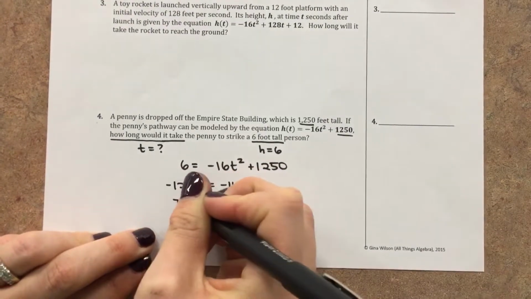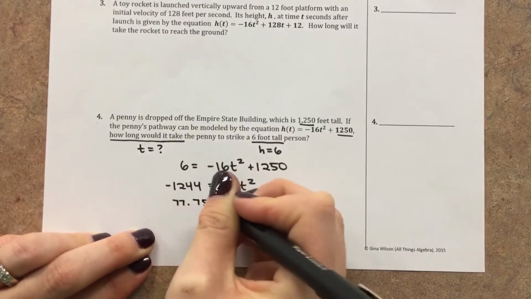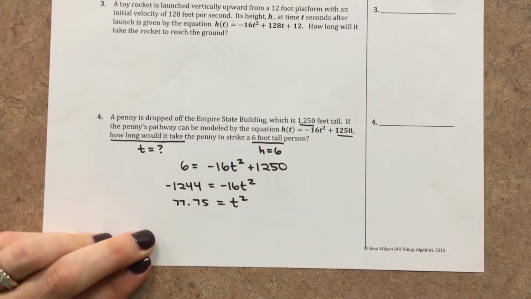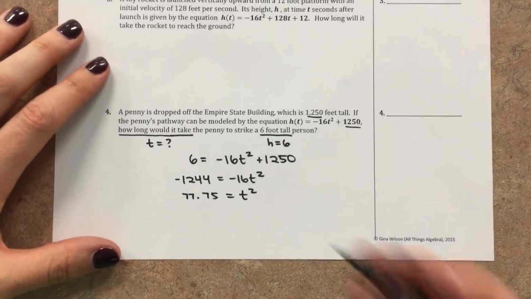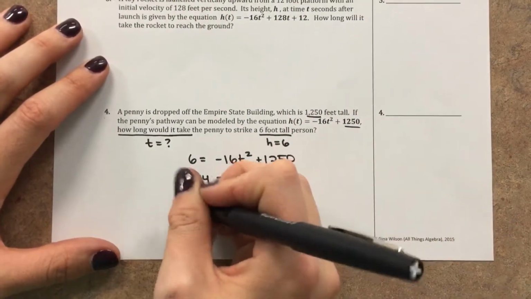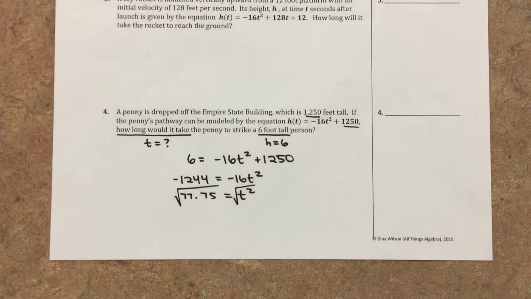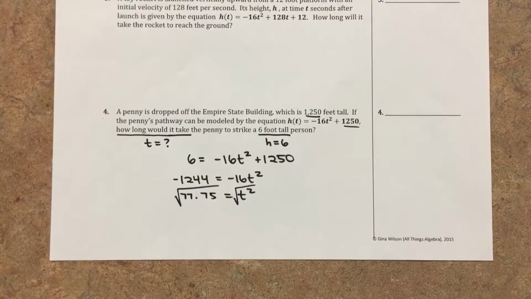We get 77.75 is equal to t squared. So now that t squared is isolated, what we do next is take the square root of both sides. So take the square root of this, take the square root of this, and you're just going to want to use your calculator. It's going to be a decimal value.